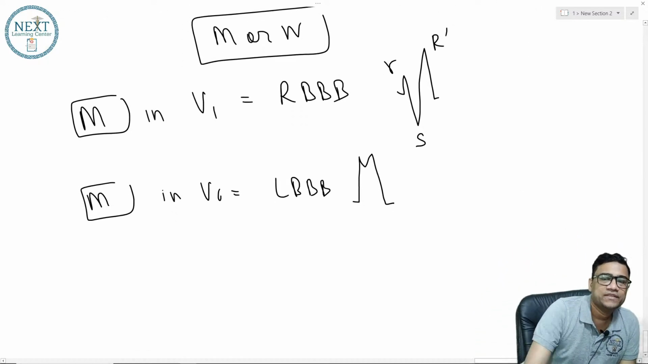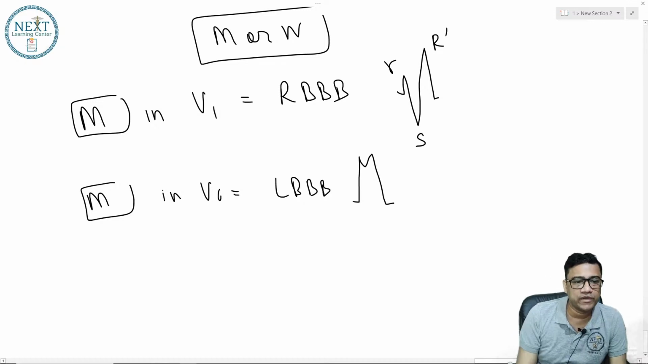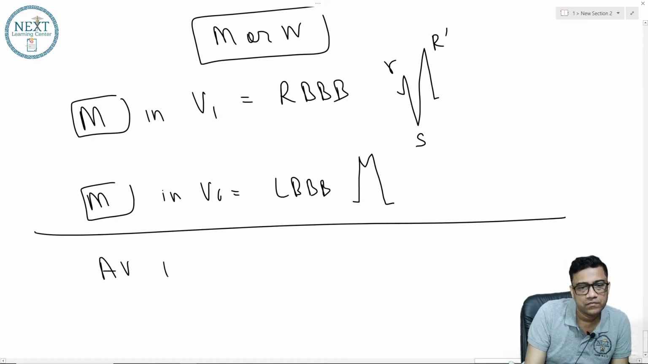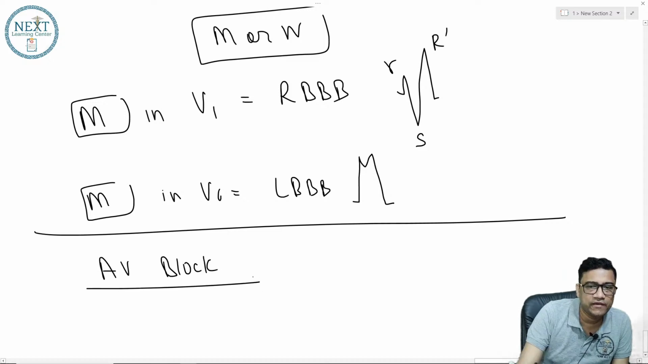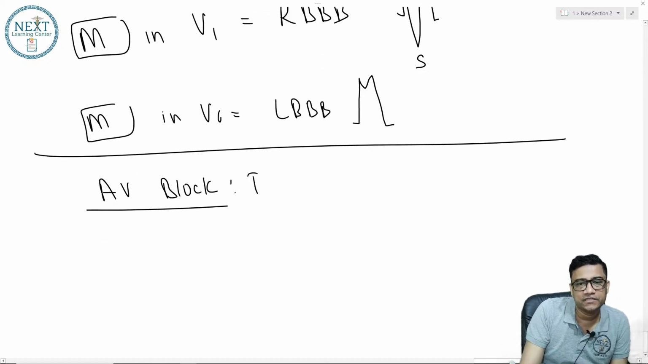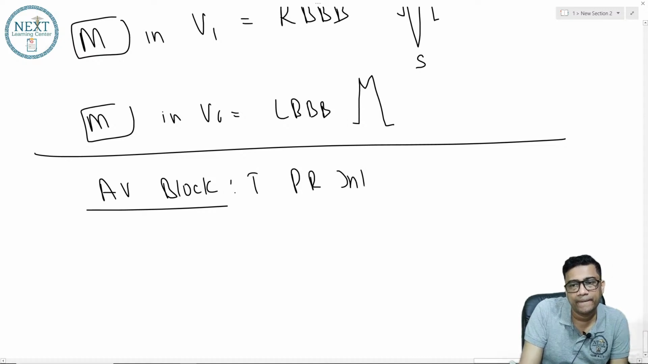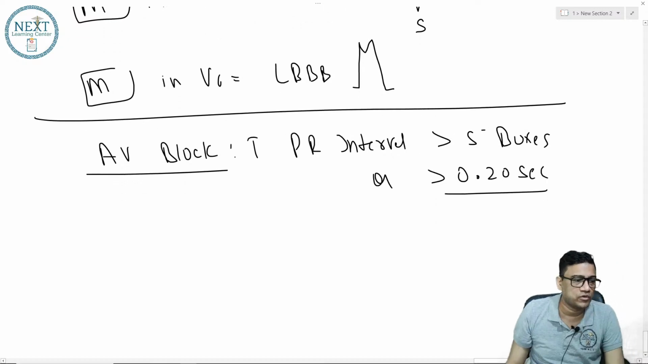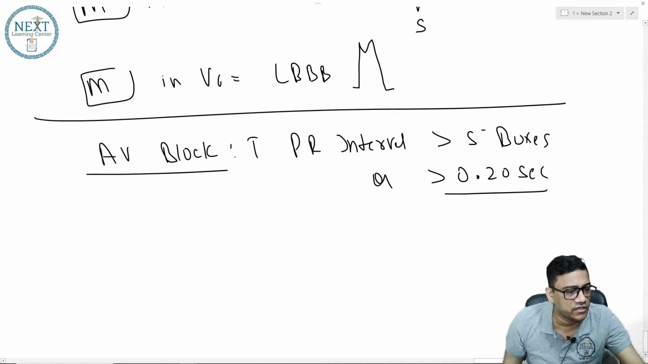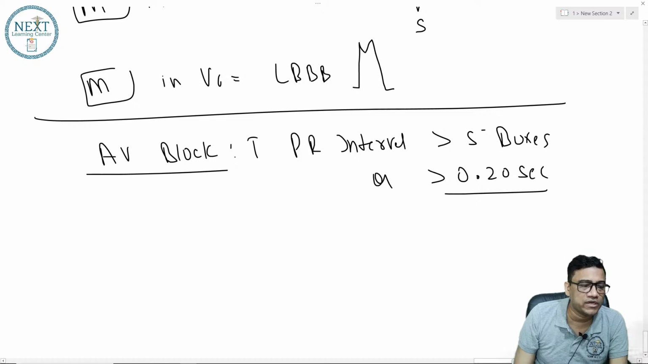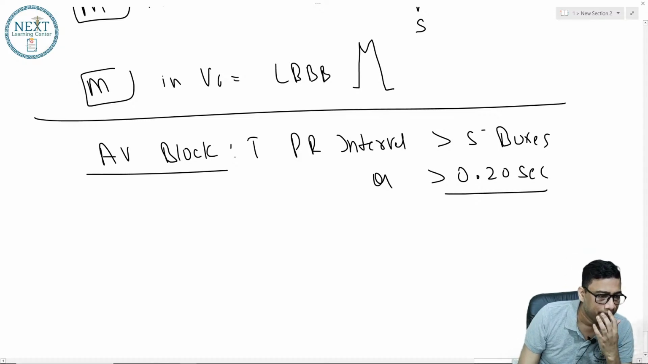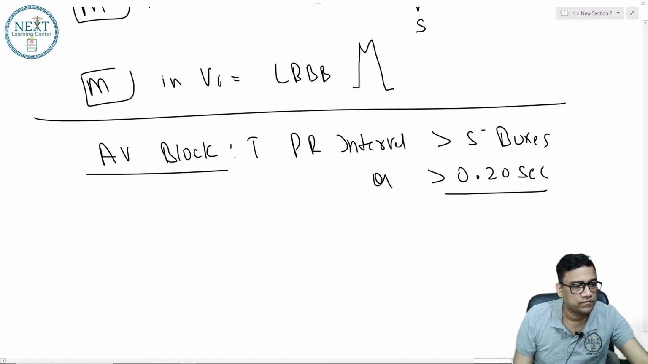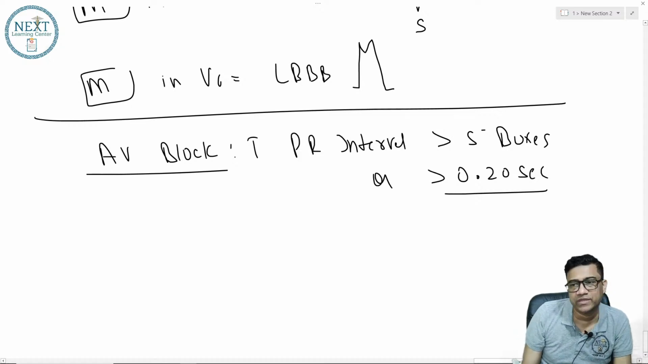Then comes our AV block. In AV block, there is increased PR interval, more than 5 boxes or more than 0.20 second, because one box is 0.04. Clear? Yes, you are right, Dr. Ashwa, it is also called the William Marrow mnemonic. So clear now? That is the concept.